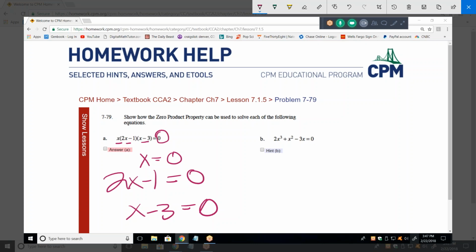With me? Yeah. Now we solve each of the other ones. I don't need to solve that. That's one answer. I got to solve this one for x. That gives me x equals 1/2. It's another answer. Then I got to solve this one for x. That gives me x equals plus 3. There's your 3 answers.